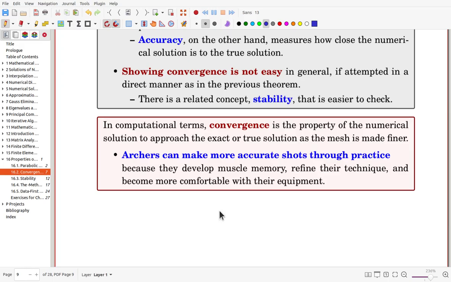In computational terms, convergence is the property of the numerical solution to approach the exact or true solution as the mesh is made finer. And we may consider an analogy with archers. Archers can make more accurate shots through practice because they develop muscle memory, refine their technique, and become more comfortable with their equipment. So through practice, you can be better. That is the concept of accuracy improvement. And also, if you look at this as some behavior, then it is a kind of convergence toward a more accurate state. Okay.